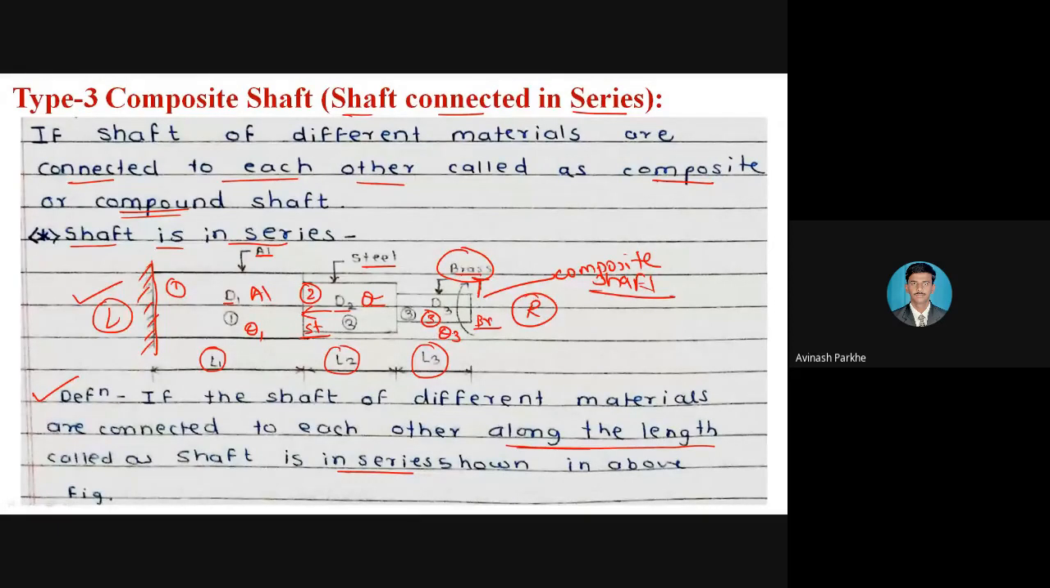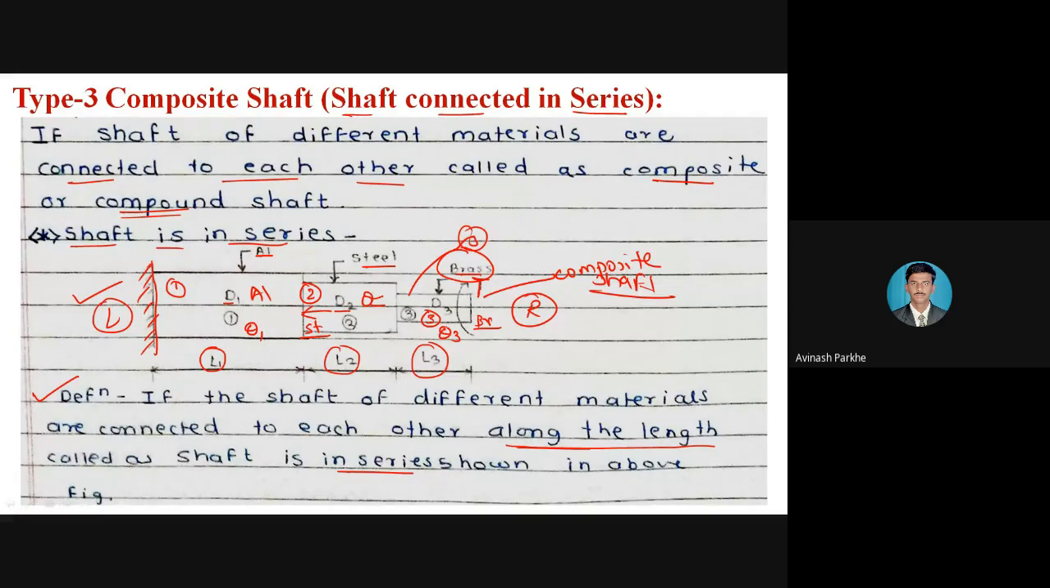You can observe here, the torque is applied at the free end on shaft number 3. So maximum twisting takes place in shaft number 3. Then in the middle shaft, shaft number 2, less twisting takes place as compared to shaft number 3. And shaft number 1 is totally connected at one end. At one end, it is rigidly fixed. Therefore, whatever twisting takes place in shaft number 1 is less as compared to shaft 2 and shaft 3.